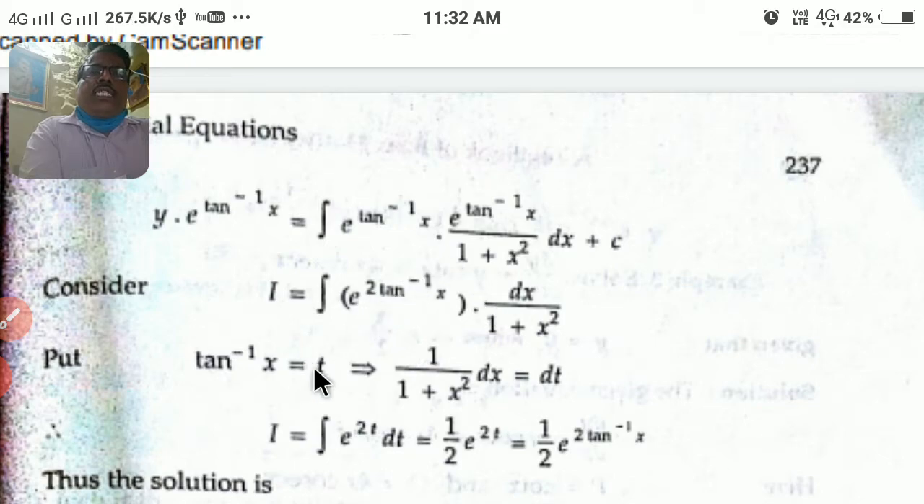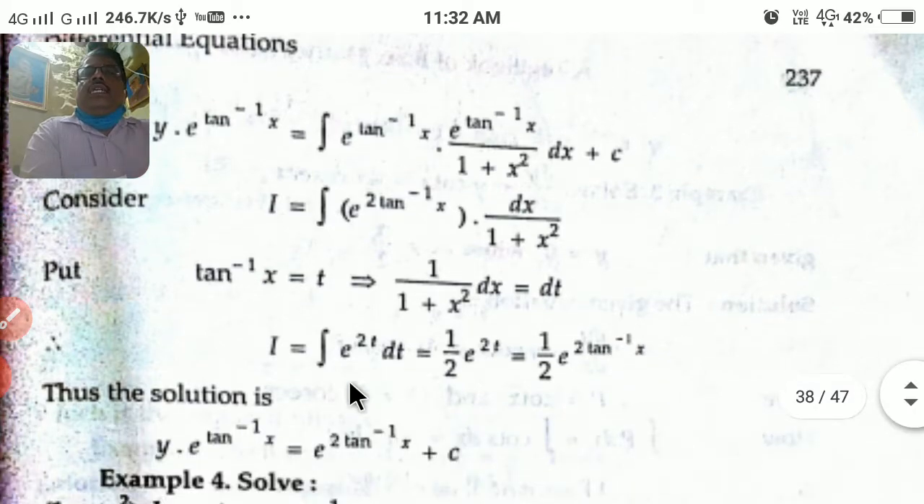Now here put tan inverse x equal to t, which implies, differentiating, 1 divided by 1 plus x square dx is equal to dt. So with this, the integration is integration of e raised to 2 tan inverse x, which is nothing but e raised to 2t, and dx by 1 plus x square is equal to dt. So integration of e raised to 2t dt is e raised to 2t divided by 2, which is equal to 1 by 2 into e raised to 2 tan inverse x. Okay, so therefore its integration is I is equal to 1 by 2 e raised to 2 tan inverse x.